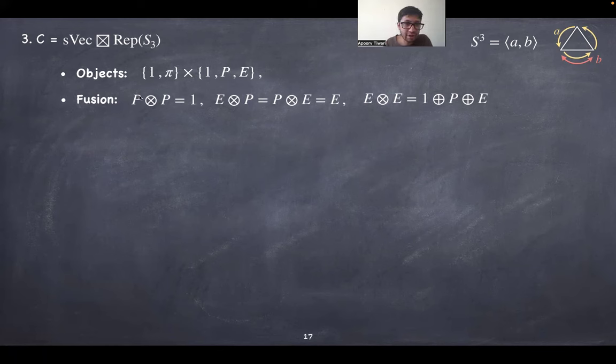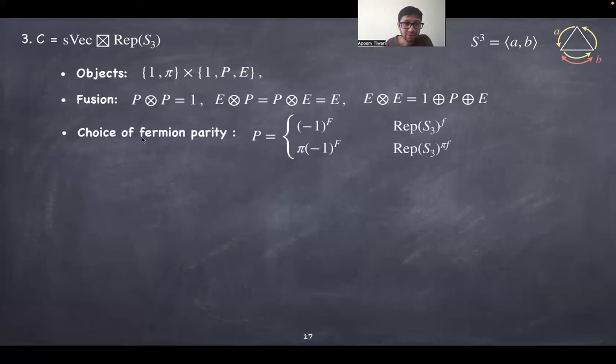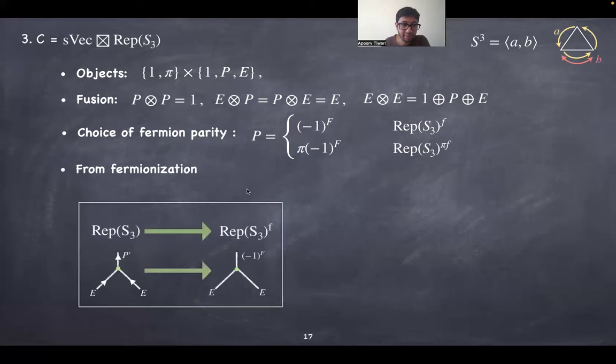And the fusions are just Rep S3 fusions, and the rest of them can be deduced using what I described earlier. There's a choice of fermion parity. Again, there are two choices. There's a Z2 subsymmetry in Rep S3, which is generated by P. We can use it to fermionize. We can use it to declare the fermion parity. So P could be (-1)^F, or P could be pi times (-1)^F. And from fermionization, the first choice comes from Rep S3.